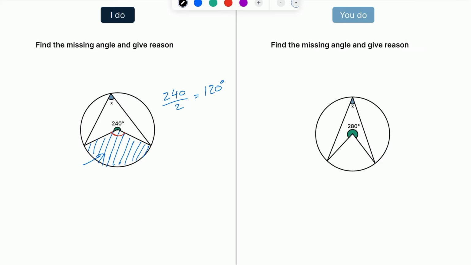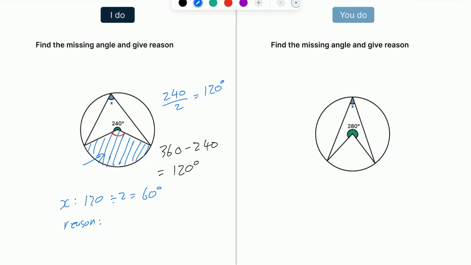We know angles around a point add up to 360, so that's 360 take away 240. And if you do 360 take away 240, that gives you 120. And now you can find x. To find x, all you need to do is, that's 120, so that's going to be 120 divided by 2, that's 60. So it already looks a lot more reasonable, and your reason here is going to be angle at the center is twice the angle at the circumference subtended by the same chord.